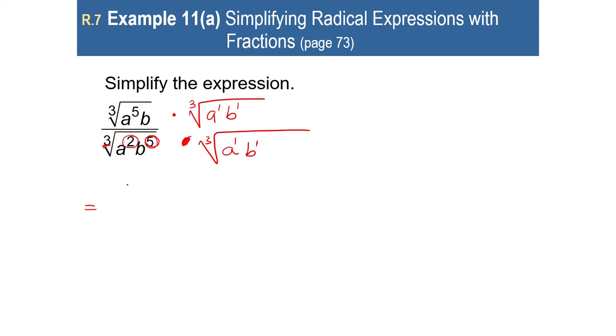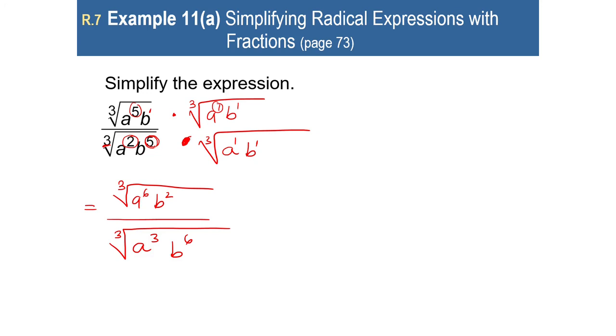So let's simplify this as the cube root of a to the 6th, because 5 plus 1 gives us 6. And b to the first times b to the first is b squared. That's the numerator. We're adding 5 plus 1 and 1 plus 1 to get these exponents. For the bottom, we have the cube root of a to the third power, because 2 plus 1 gives us 3, and b to the 6th power, because 5 plus 1 gives me 6.